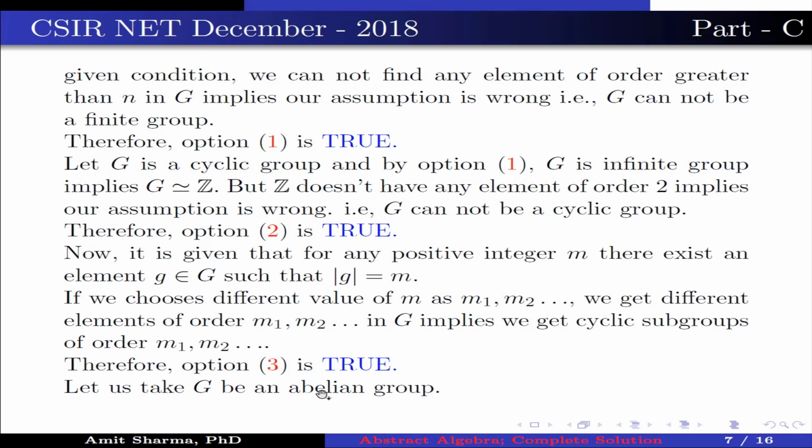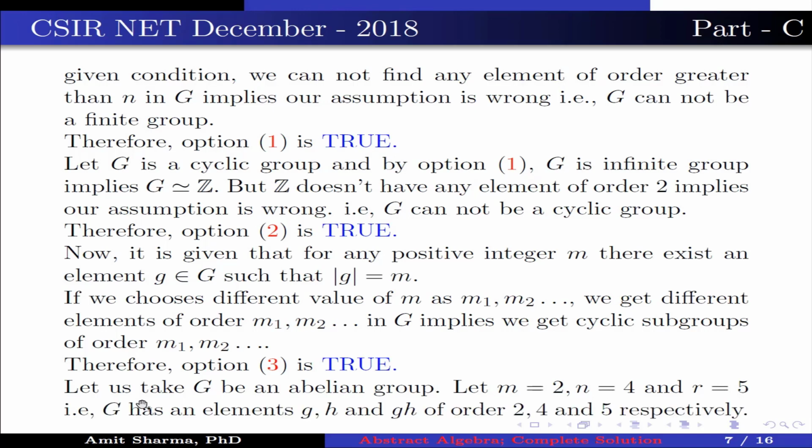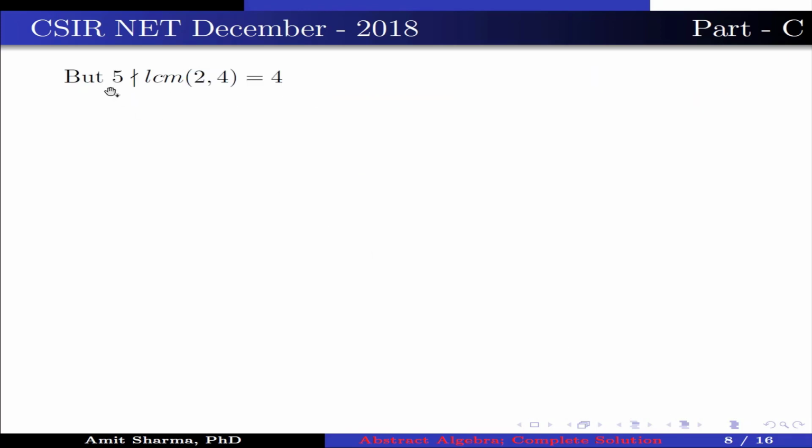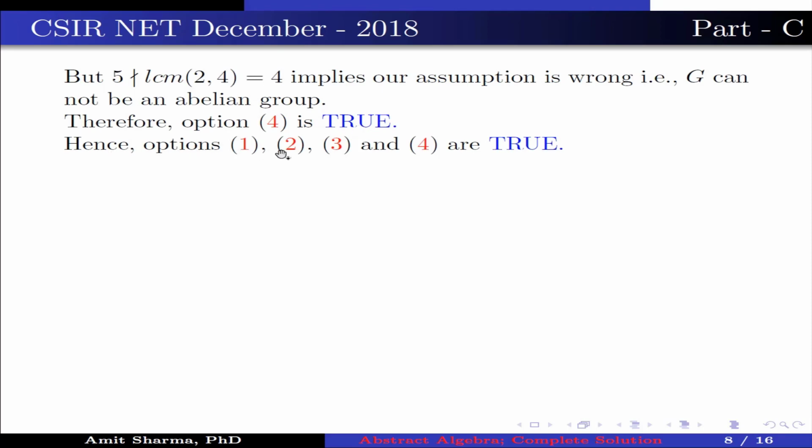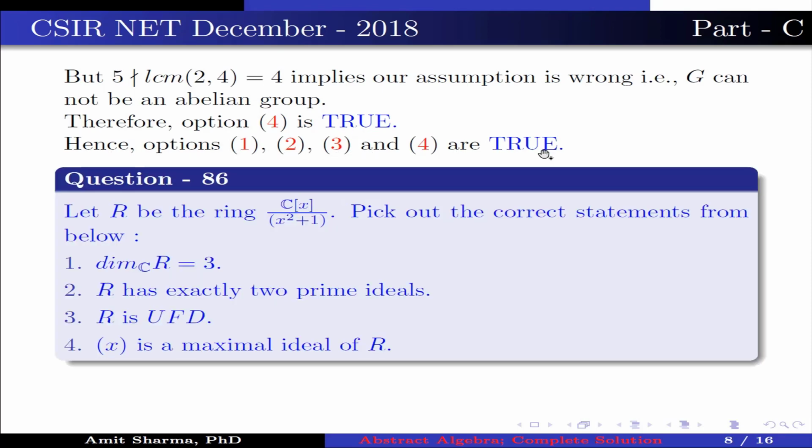Let us take G to be an abelian group. Let m is equal to 2, n equal to 4 and r equal to 5. That is, G has elements g, h and gh of order 2, 4 and 5 respectively. But 5 does not divide LCM of 2, 4, which is equal to 4. This implies our assumption is wrong. That is, G cannot be an abelian group. Therefore, option 4 is true. Hence, options 1, 2, 3 and 4 are true.